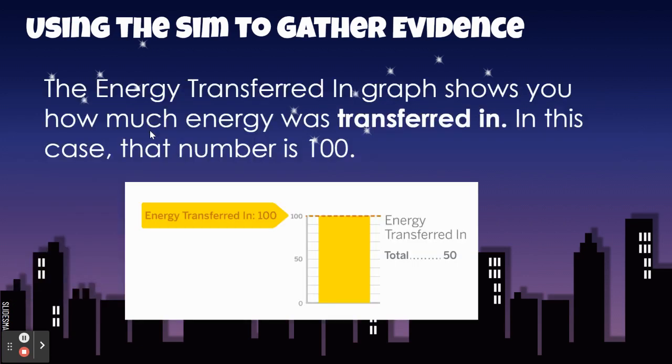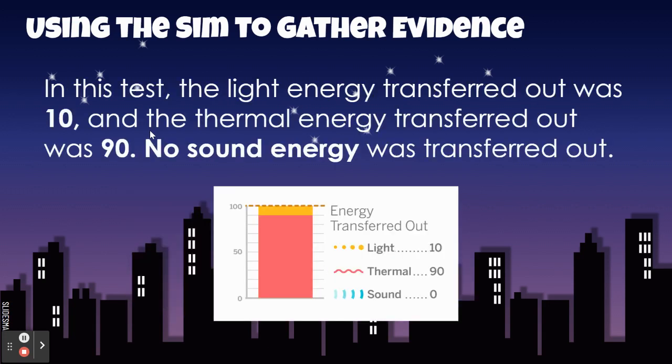If we go here, we can see that the energy brought in from our fuel was 100, because remember, we slid it all the way to the top. All right, but let's see how much came out. So in our test, the light energy transferred out was a 10, and the thermal energy transferred out was a 90. Those little red squiggles coming out of our light bulb showed us the thermal energy. And we didn't see any blue lights because no sound energy was transferred out.